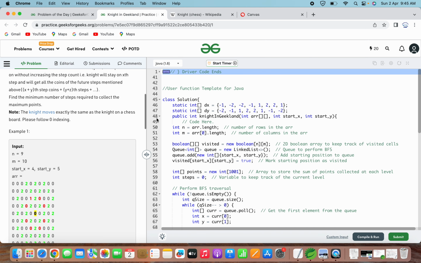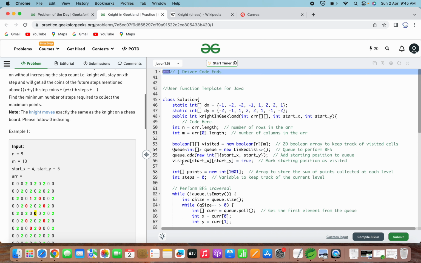First, initialize the 2D array. Here we are initializing a boolean 2D array to keep track of the visited cells, and a queue to perform BFS. Add the starting position that is given by start x and start y to the queue and mark it as visited in the boolean array. This one we are marking as already visited.